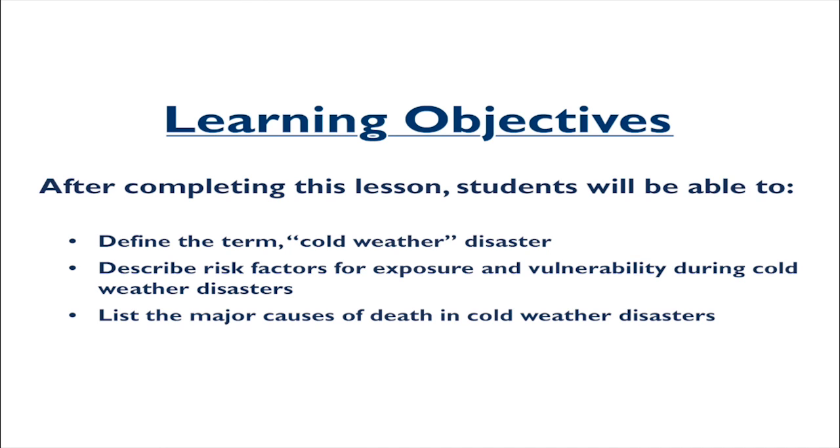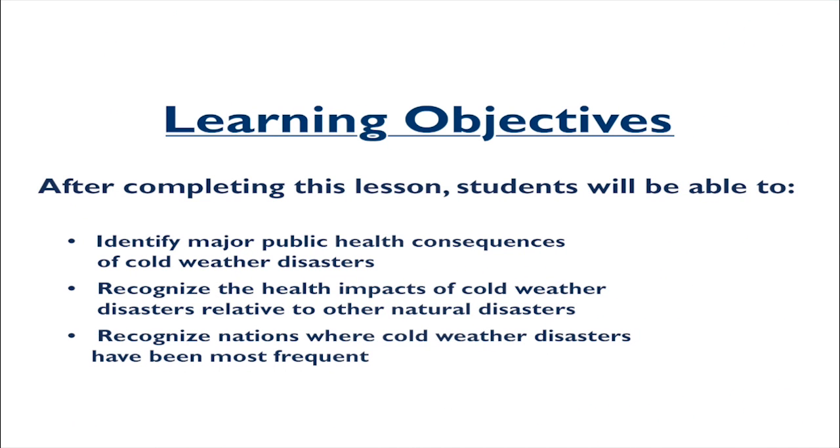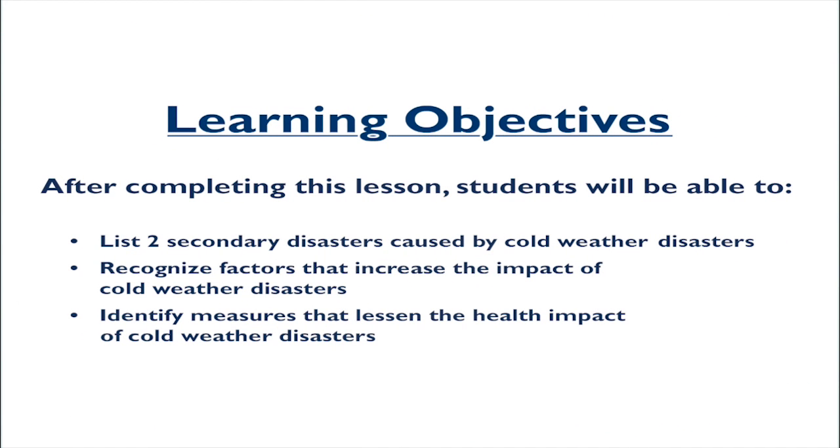We identify the major public health consequences of cold weather disasters in this particular objective, and we'll also recognize the health impacts of cold weather disasters relative to other natural disasters. We'll recognize nations where cold weather disasters have been most frequent, and we'll also list two secondary disasters caused by cold weather disasters. We'll also recognize factors that increase the impact of cold weather disasters, and we'll identify measures that can lessen the health impact of these cold weather events.